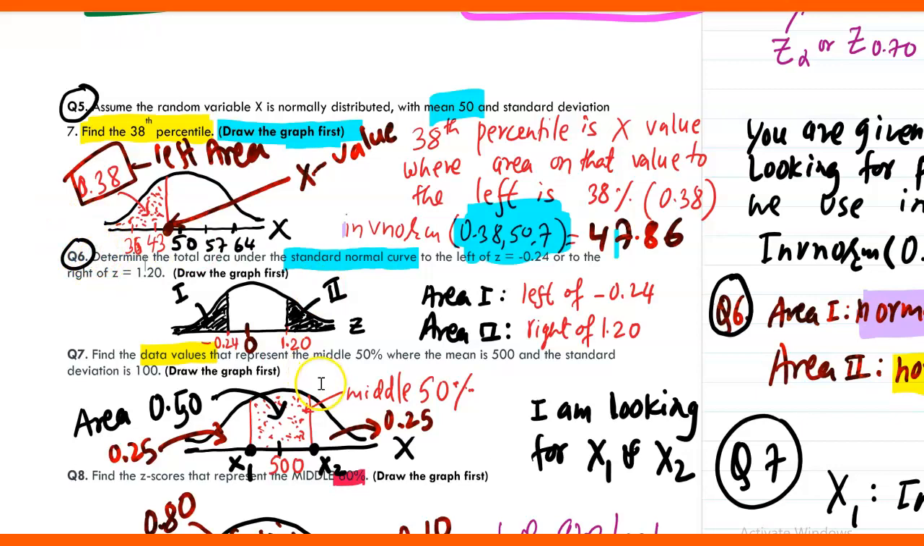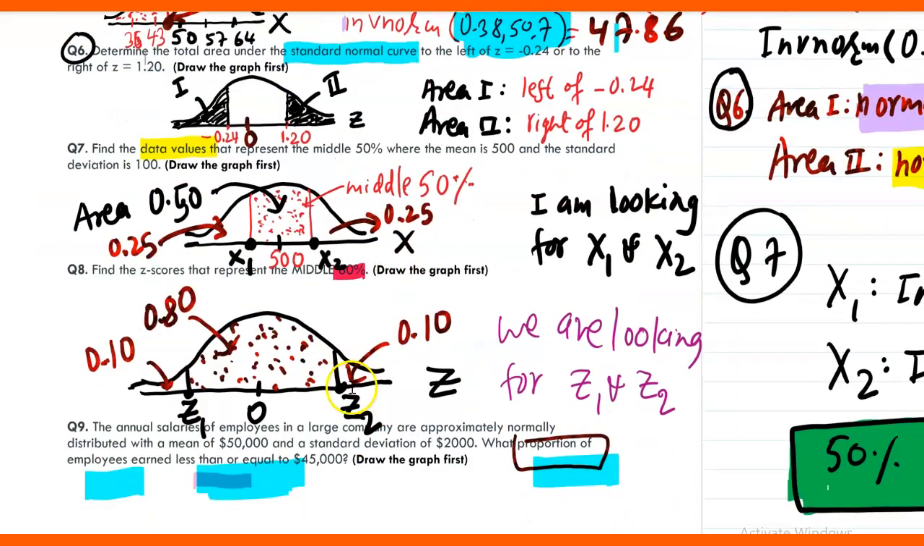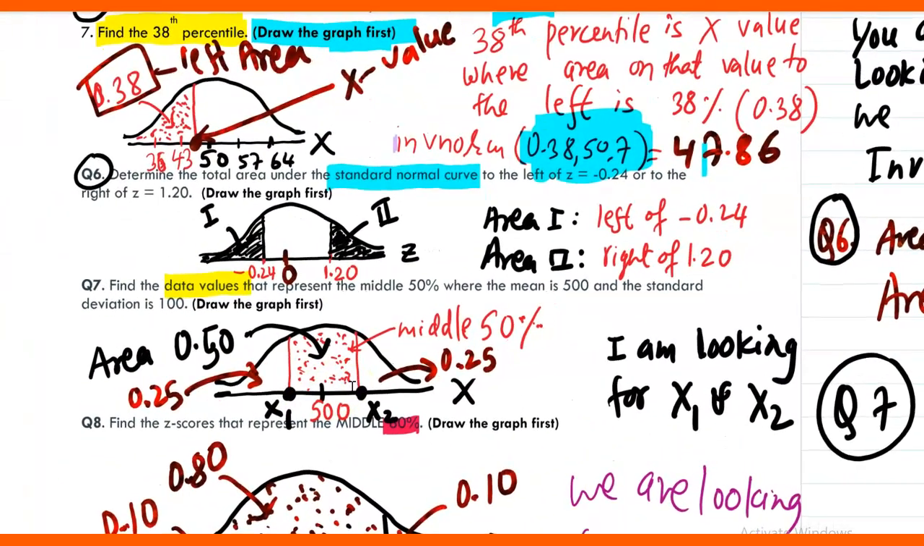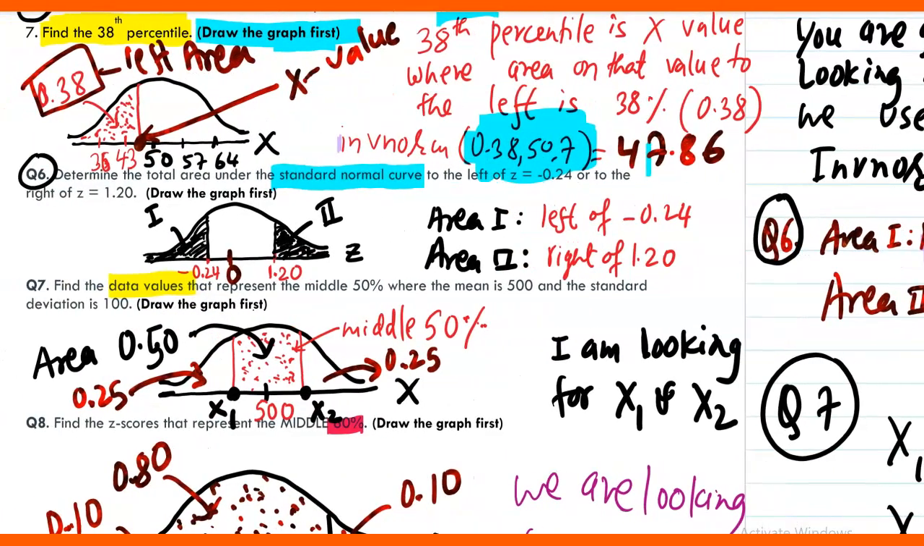Question number 6 we did. Question number 7. Question number 7 also uses the inverse normal. Notice the type of question: find the data values. If the question says find data values, this must be x values, because data values means x values. Since you are looking for data values, there is more than one value. In other words, you're looking for 2 values.